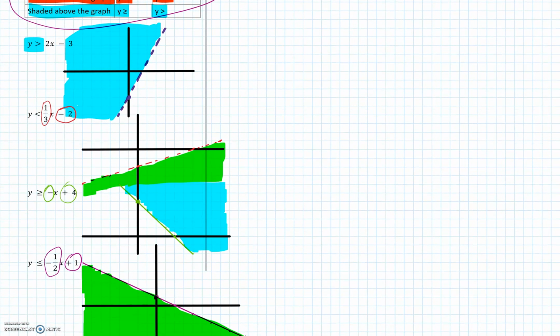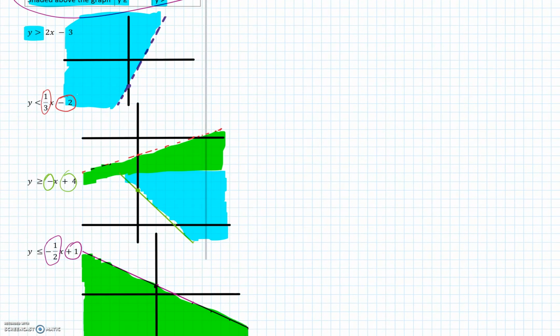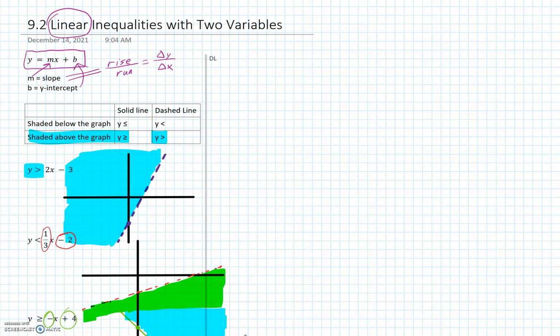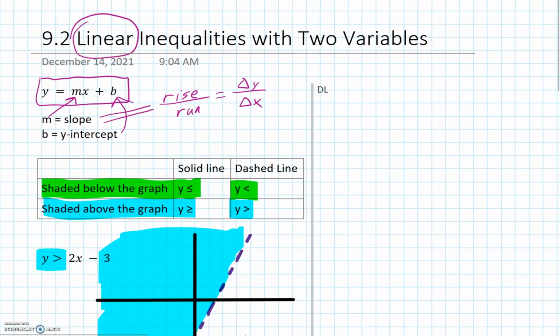All right. I hope between those 4 examples and my description at the beginning that this video helped you better understand the shading for solid versus dashed and the shading below versus above the line for linear inequalities with 2 variables. Good luck!